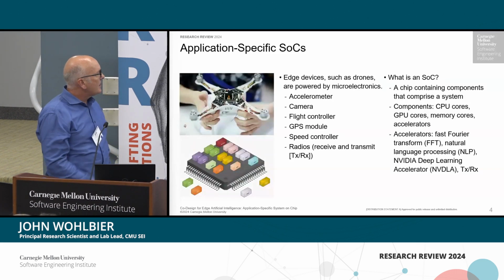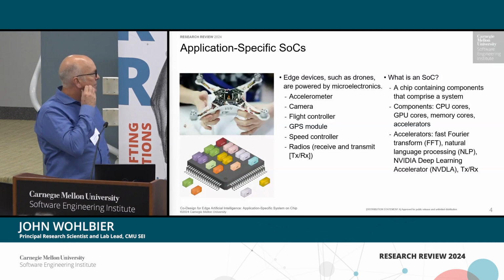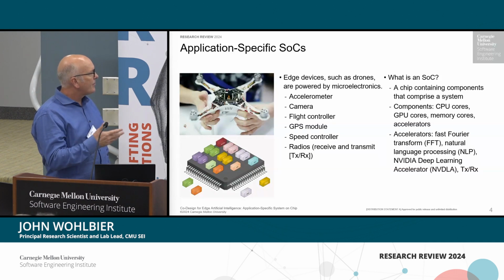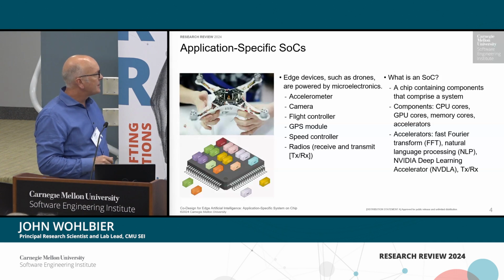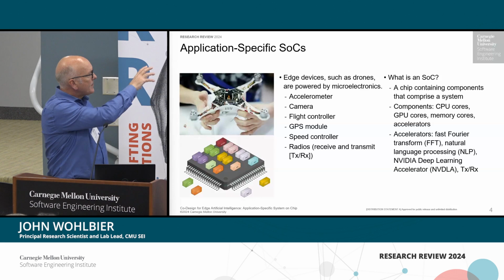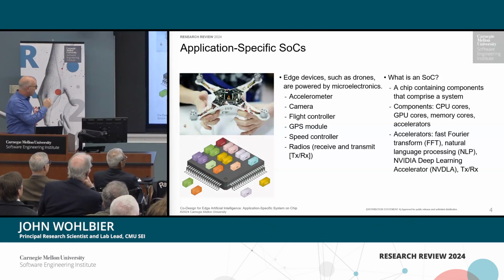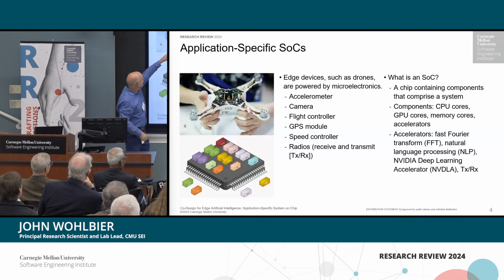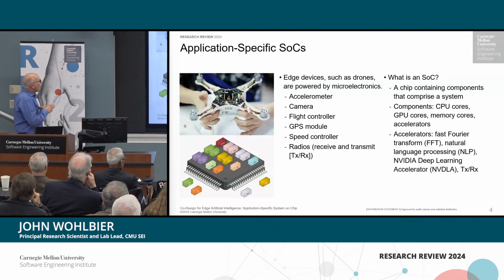So of course, on the left, edge devices such as drones are powered by microelectronics. Nobody's surprised by that. Examples include accelerometers, cameras, flight controllers, et cetera, and radios, which I have as transmit receive at the bottom there. So there's electronics there. What is the system on chip? Well, it's one of those chips. So we can pretend for the moment that it's that silver one right there. And it's a chip that contains components that comprise a system.